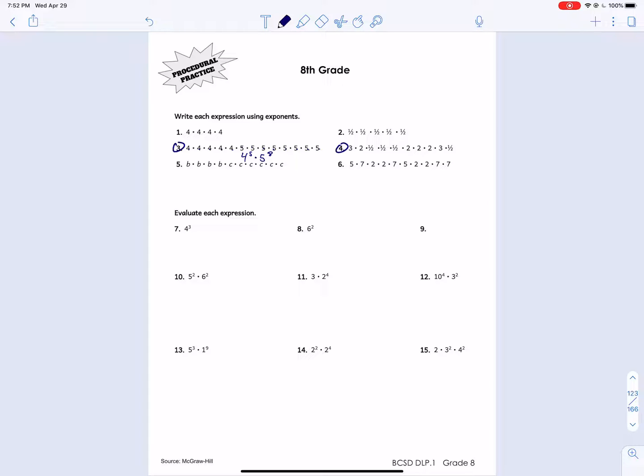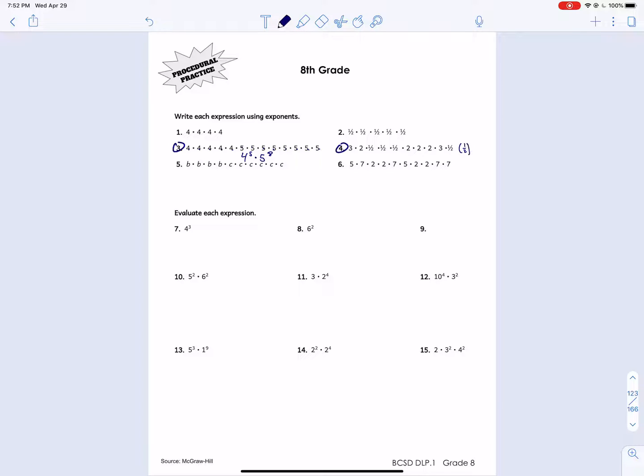Okay, number 4. So we have the same situation, but these are all mixed up. So let's just do 1/2 first. Okay, since it's a fraction, I'm going to put it in parentheses. Let me rewrite that.